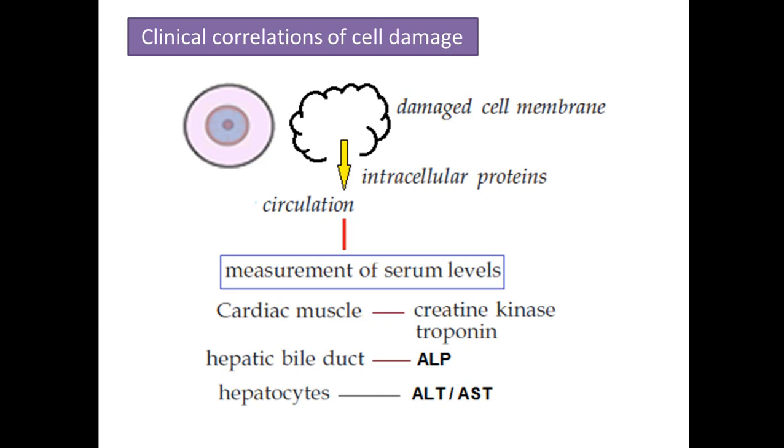Similarly, the liver hepatocytes contain the transaminases, alanine transaminase and aspartate transaminase, and the increased or decreased levels of these enzymes are commonly used in liver diseases, particularly in conditions of liver inflammation in the form of hepatitis. These transaminases are contained in the liver cells, and when the liver cells are irreversibly damaged and die, these enzymes are released and their concentration in the blood is increased.